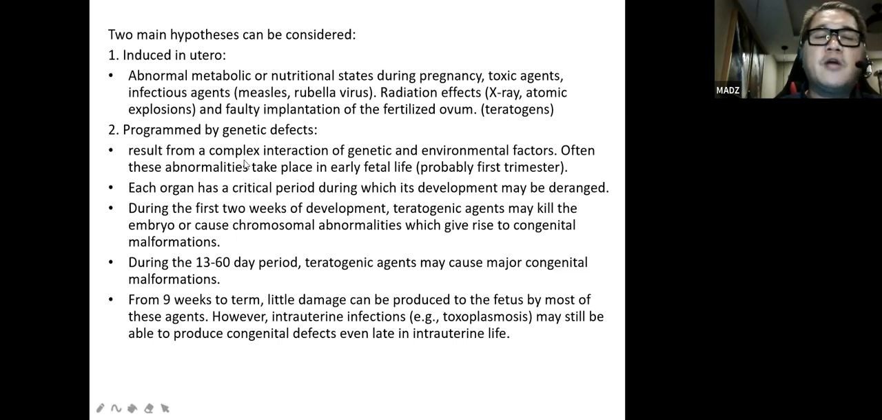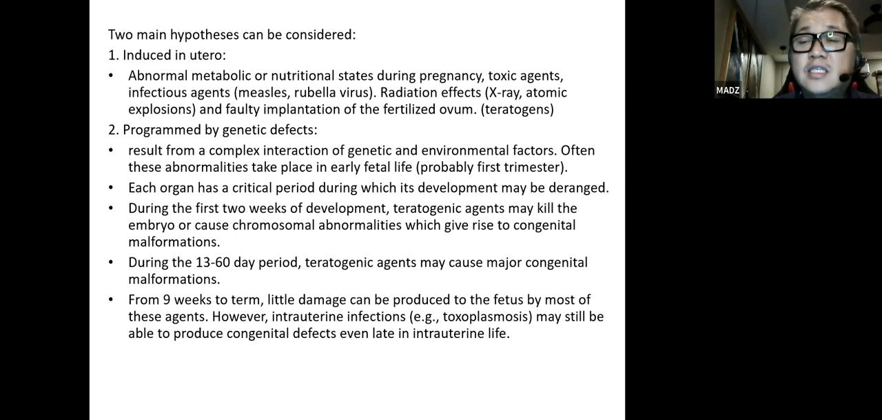The second is programmed by genetic defects. These result from a complex interaction of genetic and environmental factors. Often these abnormalities take place in early fetal life, probably in the first trimester. Each organ has a critical period during which its development may be deranged. So you have to know the different organ system development in utero. For example, during the first 2 weeks of development, teratogenic agents may kill the embryo or cause chromosomal abnormalities, which give rise to congenital malformations.